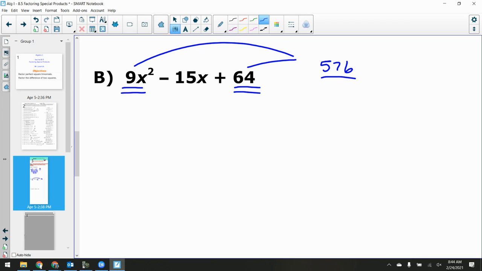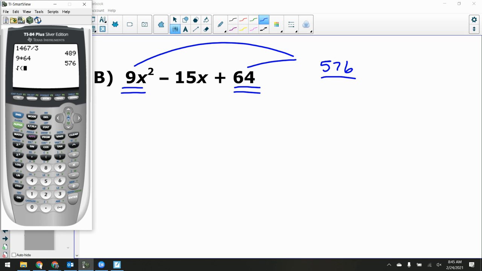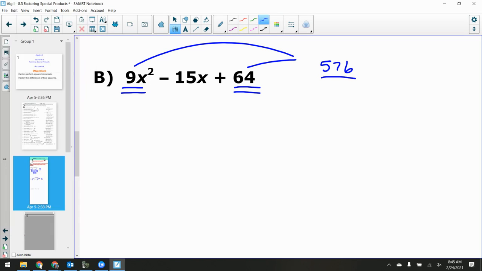Okay, well, if both of them are perfect squares, maybe I should check to see if this number is also a perfect square. Maybe that's going to work. Ooh, it is a perfect square. But does 24 times 24 add together to get negative 15? No. It does not. Now, we can't go right away and say that this is prime just quite yet.